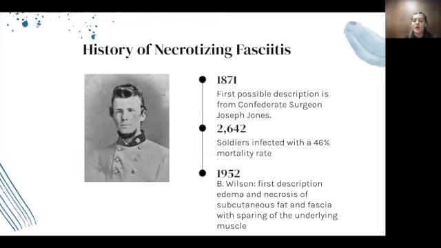And then our first description that we believe is the most accurate and that we know to be necrotizing fasciitis is from B. Wilson in 1952. And he observed edema and necrosis of subcutaneous fat and fascia with sparing of the underlying muscle in his patients.